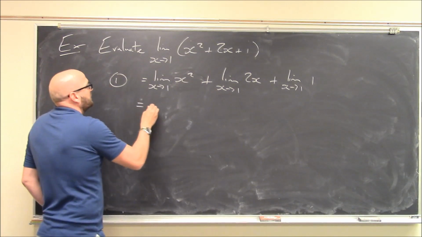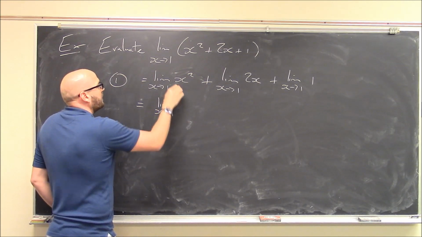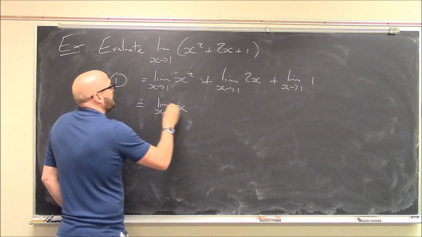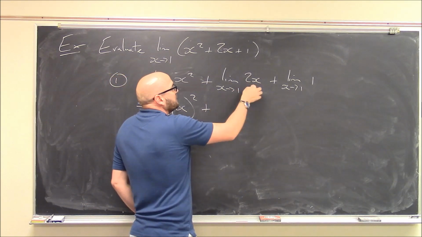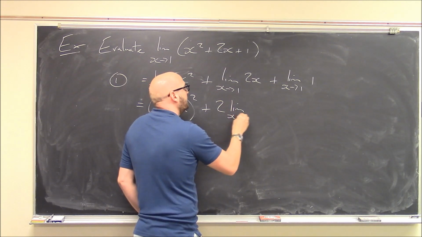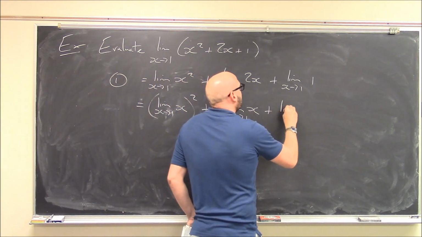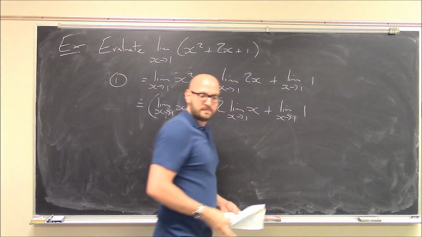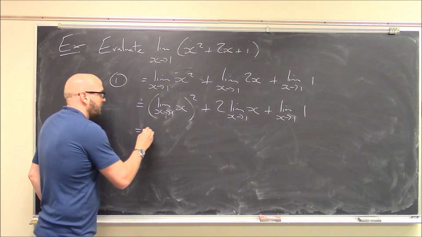Okay, so what's this? Well, one of our limit laws says, if I'm taking the limit of x squared, what I can do is just take the limit of x and then square the whole thing. And then this guy, I've got a limit of 2x. Well, that's a constant times x, so I can pull the 2 outside and take 2 times the limit as x approaches 1 of just x. And then last but not least, the limit as x approaches 1 of 1. And yeah, I think that's about as far as I can formally push this.